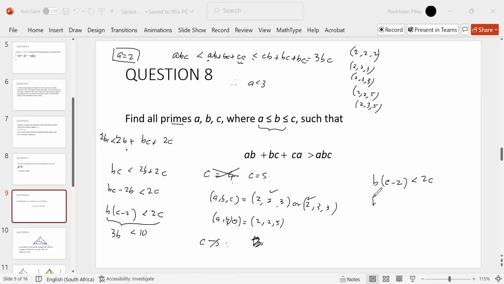And B is less than 2C over C minus 2. C is greater than 5, so that is positive. We can divide an inequality by a positive quantity. Whenever you're dividing or multiplying an inequality, you must make sure it's positive. So C greater than 5 is positive. Now I have to make an adjustment here. This is 2 into C minus 2 plus 4.